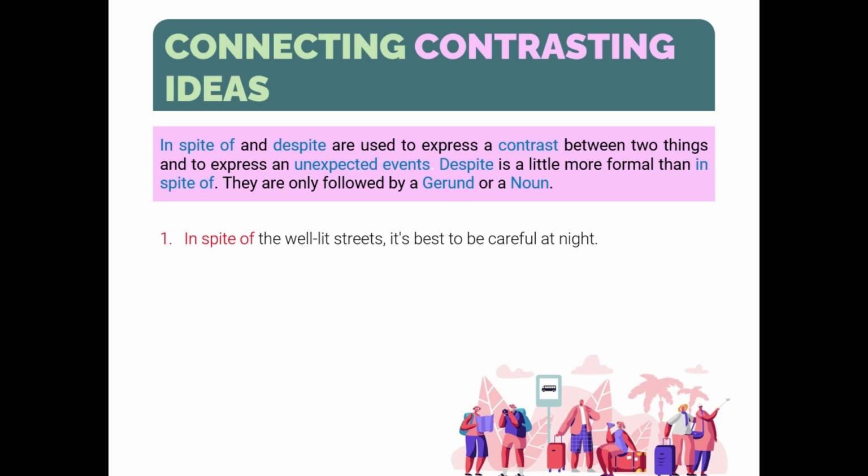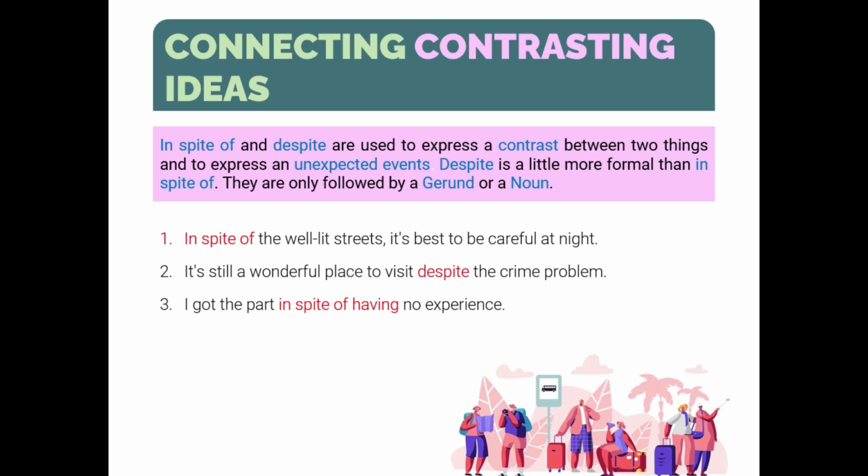For example, number 1. In spite of all the well-lit streets, it's best to be careful at night. Number 2. It's still a wonderful place to visit, despite the crime problem. Number 3. I got the part in spite of having no experience. Number 4. We enjoyed the trip despite the bad weather.